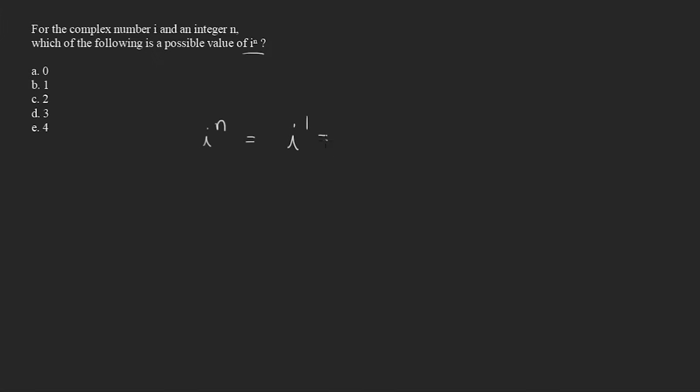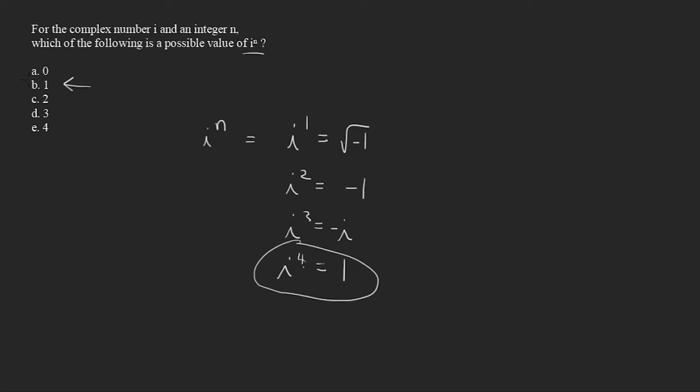i to the 1 is equal to the square root of -1. i squared is equal to -1, right? i cubed is -i, and i to the 4th is equal to 1. So i to the 4th is going to be b.